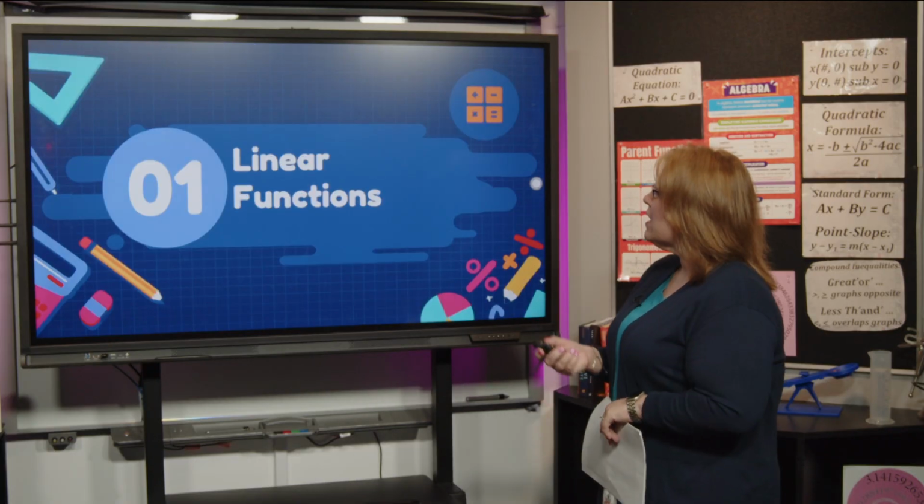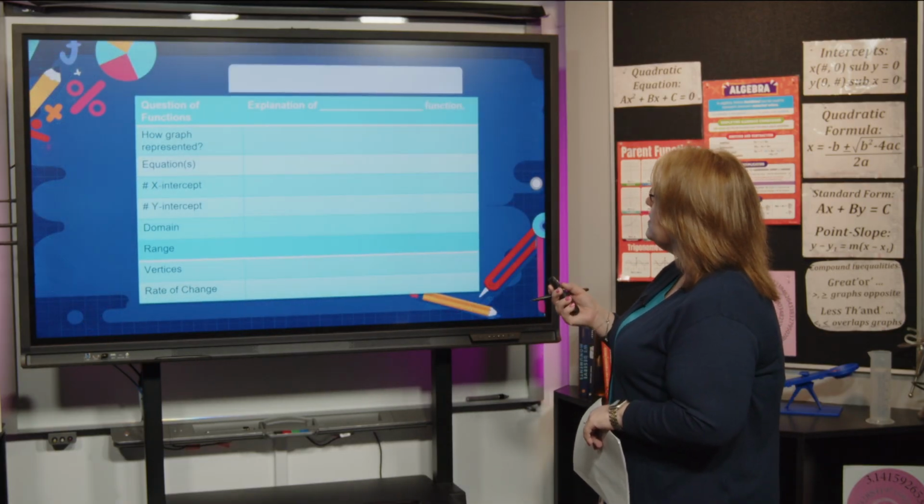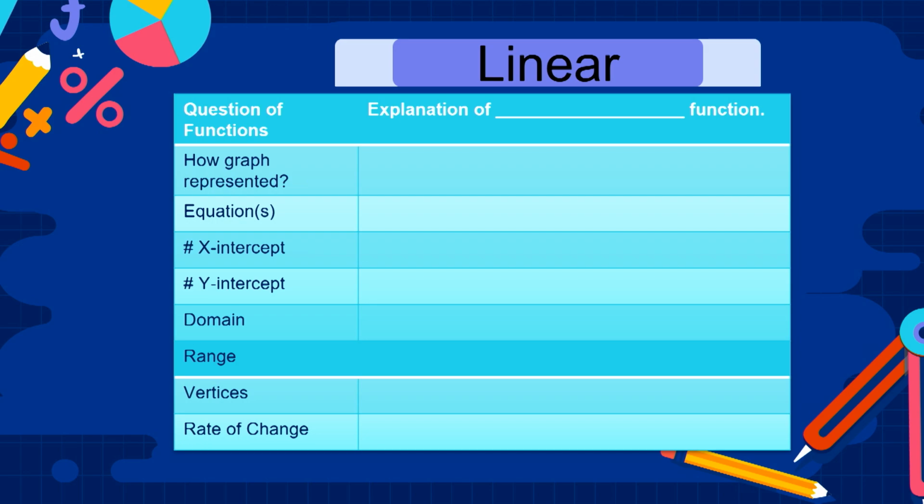So here we go. The first one we're going to look at is our linear functions. Here's our table, and we are looking at linear. It says questions of our linear functions. First of all, how are my linear functions graphed? Well, that's easier for us to remember. When we put a linear function in, it's a straight line. So I'm going to go ahead and mark that as a straight line.